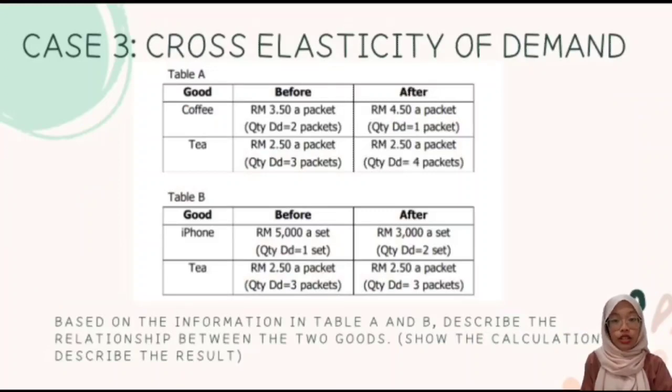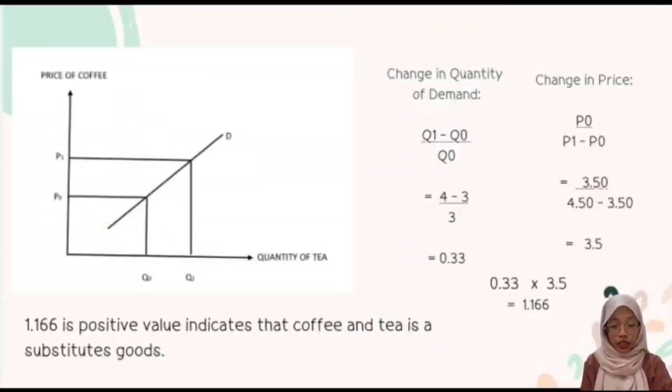I will present about case 3, that is cross elasticity of demand. So based on the information in table A and table B, I will describe the relationship between the two goods and the calculation. Change in quantity demand is Q1 minus Q0 divided by Q1. So 4 minus 3 divided by 3 equals 0.33.